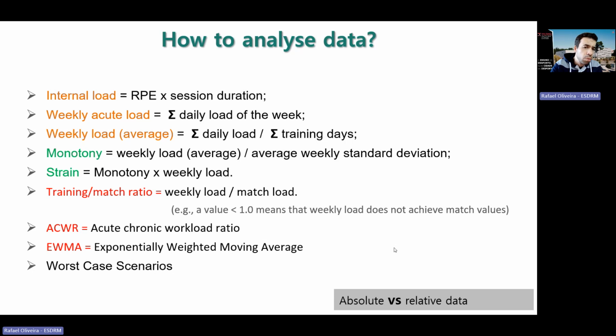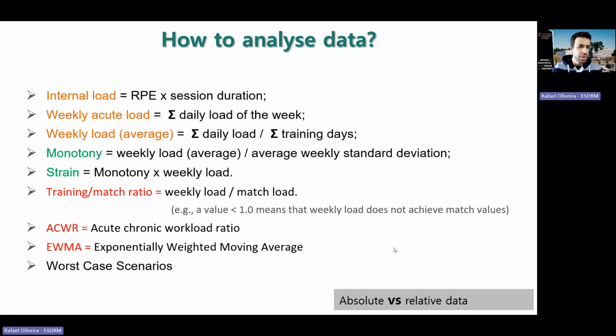Internal load could be calculated by multiplying the duration by the rating of perceived exertion. We could analyze the load in an acute way or a chronic way. Basically, the acute load is the sum of the daily load of the week. We could analyze the weekly load by the average. Basically, we need to divide the acute load by the number of training days.